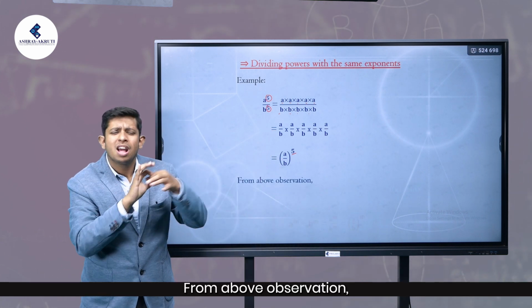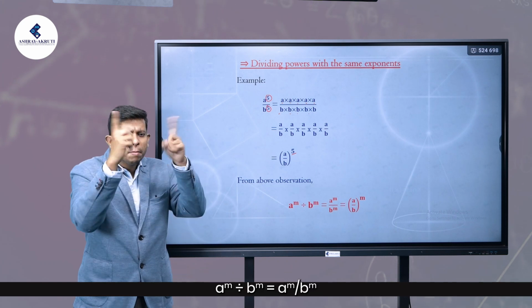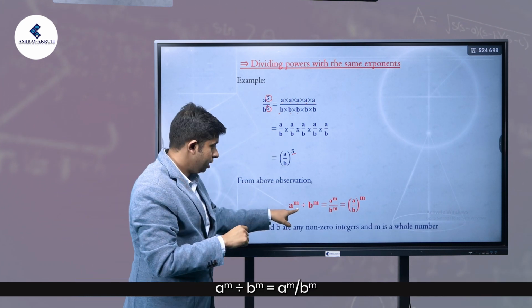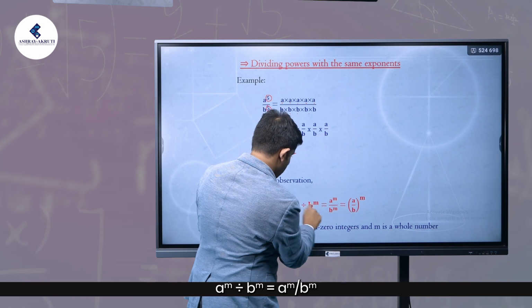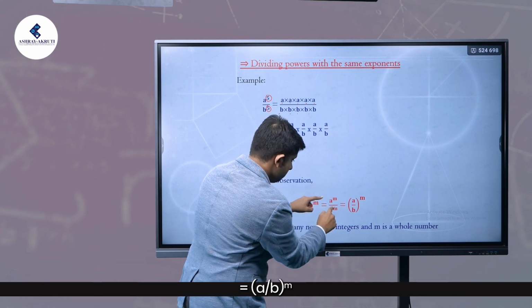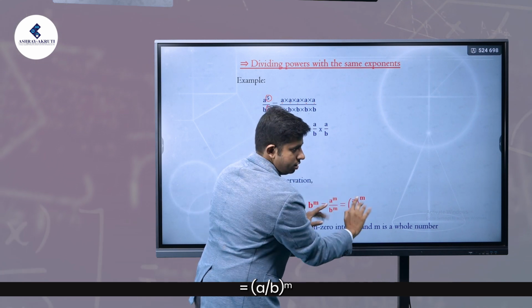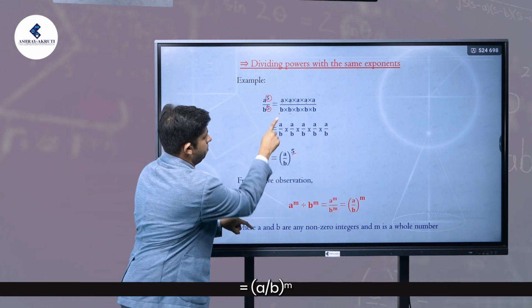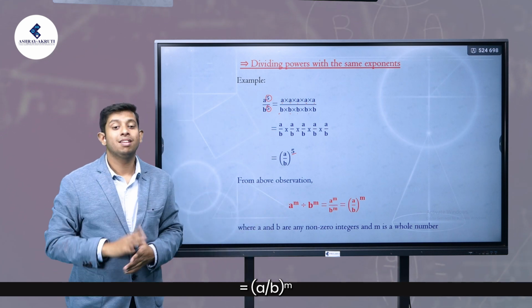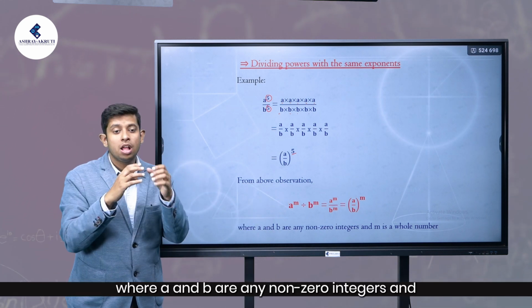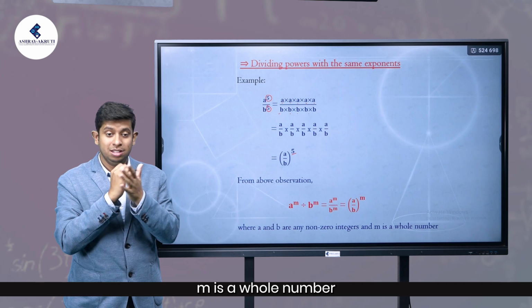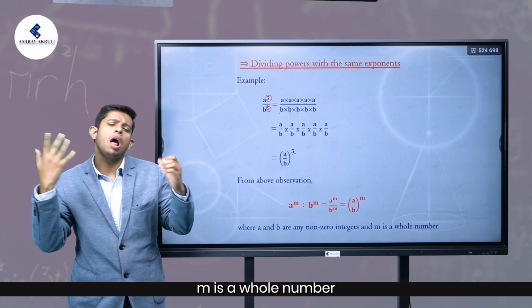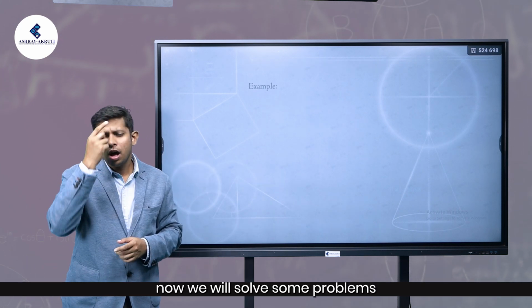From the above observation, we can say that a to the power of m divided by b to the power of m is equal to a by b whole to the power of m, where a and b are any non-zero integers and m is a whole number. Now we will solve some problems.